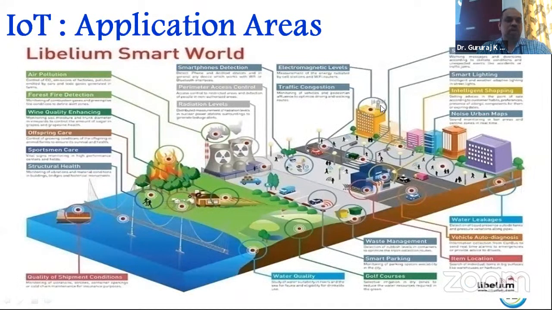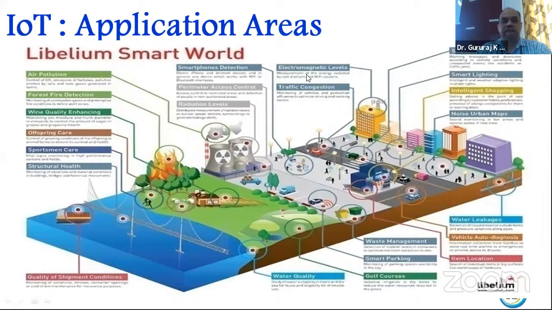All these I could put into one real-time world. There is fire management, shipment conditions, where the ship is available, water quality monitoring, then golf, where we check the length of the grass on the golf course ground. We can have smart parking systems, waste management, item locations in shops, the automobile industry, and water leakage systems. This morning sir was talking about water leakage systems and how to pump water to the overhead tanks, right? All these applications we can see.